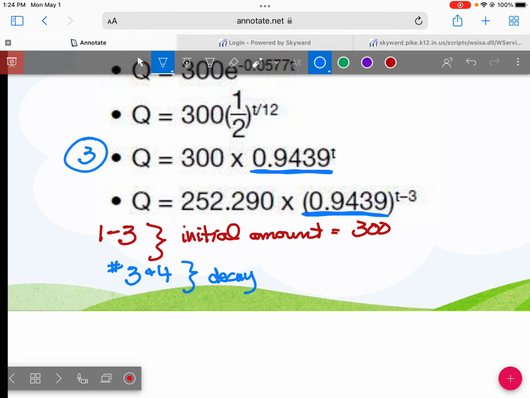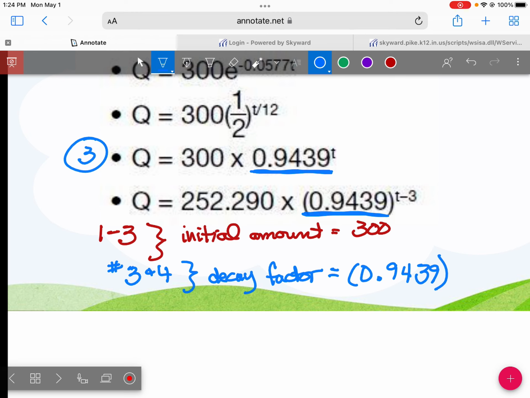What is this 0.9439? What do we call that? It is a decimal. It's not the growth rate in this case, it's the decaying rate, but is it a rate? It's a change factor. So this is a decay factor. The decay factor is 0.9439. What else can we tell from 3 and 4?